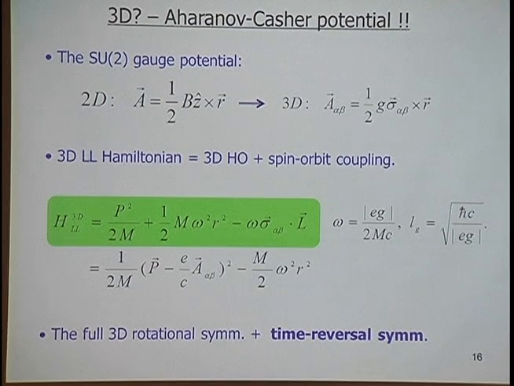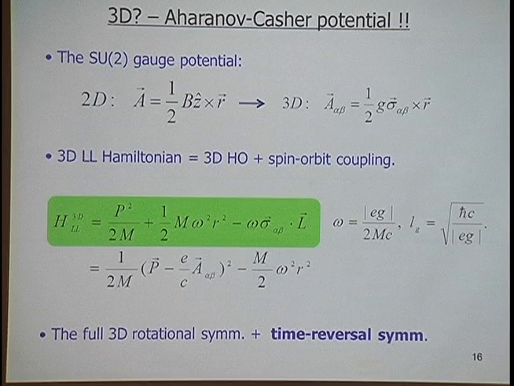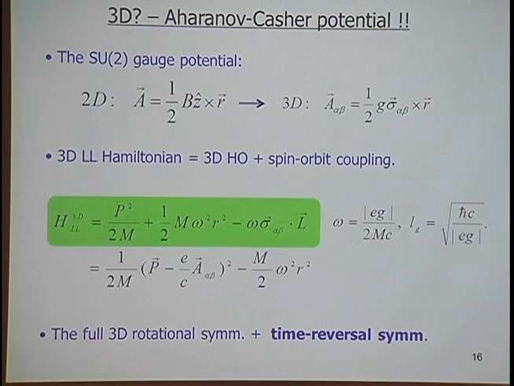This part, which originally was the orbital Zeeman term, is replaced by a spin-orbit coupling. And the coefficient of the spin-orbit coupling here is very important: it is constant. So sigma dot L is a common term inside the atom for the atomic Hamiltonian. But in the atom, the coefficient of spin-orbit coupling decays with distance as 1 over r cubed. Here, we want it to be a constant. Such a Hamiltonian, you can see, has a 3D rotational symmetry and also has time reversal symmetry.